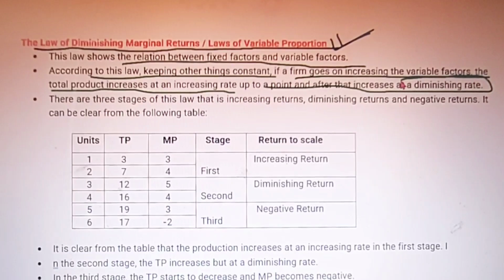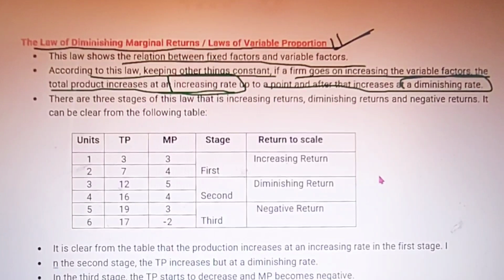Now this is very important, diminishing rate and increasing rate. First it increases with an increasing rate, and after a point of time it increases with a diminishing rate, which I just now explained to you while showing that graph. Now this is more clear from this schedule.